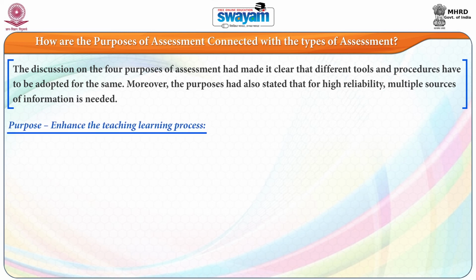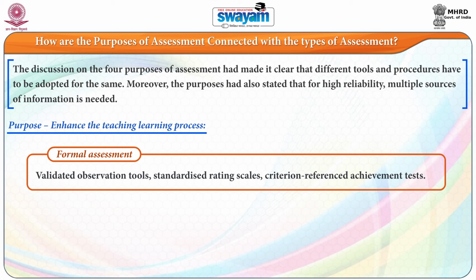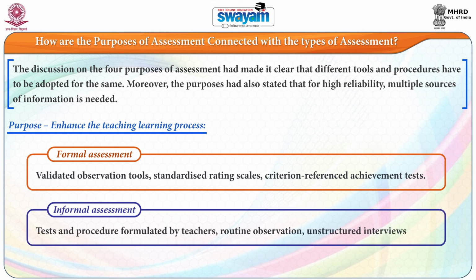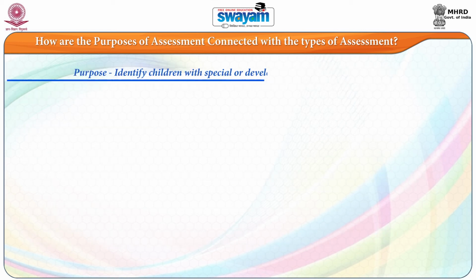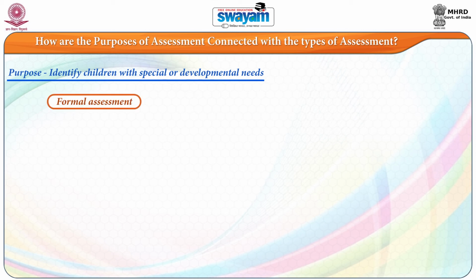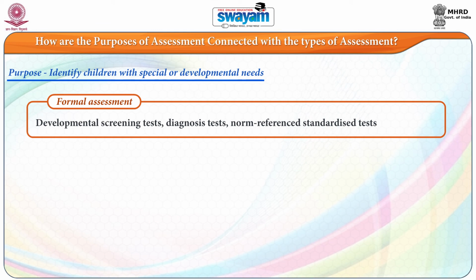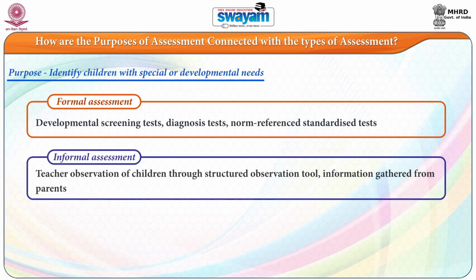For the first purpose, enhancing the teaching learning process, the tools that can be used for formal assessment are validated observation tools, standardized rating scales, and criterion referenced achievement tests. For informal assessment, tests and procedures formulated by teachers, routine observation and unstructured interviews. And for the second purpose of identifying children with special or developmental needs, the formal assessment tools that can be used are developmental screening tests, diagnostic tests and norm referenced standardized tests. And the informal assessments are teacher observation of children through structured observation tools, and information gathered from parents.